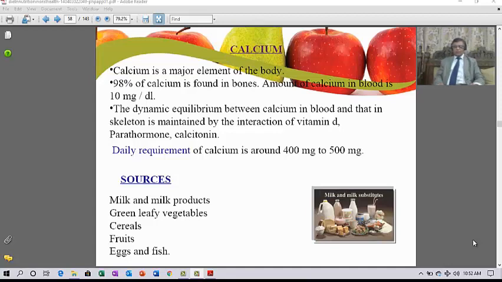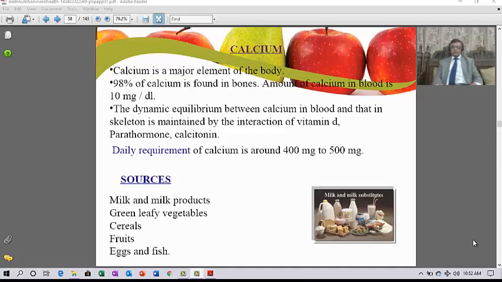Bismillah ar-Rahman ar-Rahim. Today's lecture pertains to nutrition. In nutrition, we covered macronutrients and micronutrients. However, those of importance are discussed here from among the minerals, of which number one is calcium. Then we discuss iron. Calcium is a major element of the body.